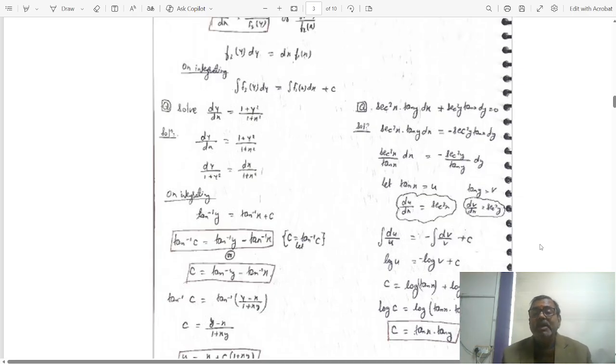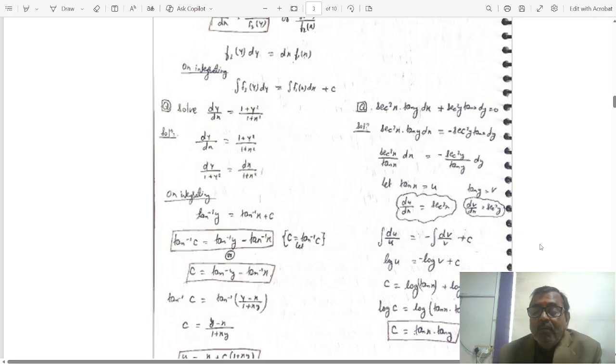Another example is sec square x into tan y dx plus sec square y tan x dy equal to 0. On simplification, we can write this as sec square x upon tan x into dx equal to minus sec square y upon tan y into dy. Now here we put tan x equal to u, so du upon dx equal to sec square x, and tan y equal to v, so dv upon dy equal to sec square y.